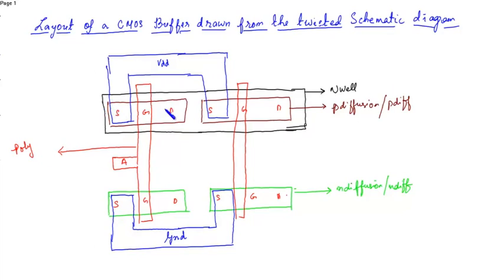Now the output is obtained from the drain. So connect the drain of PMOS and NMOS. Okay, so this is A bar. Now this is given as input to the inverter 2. And this is a metal layer and this is the poly layer.